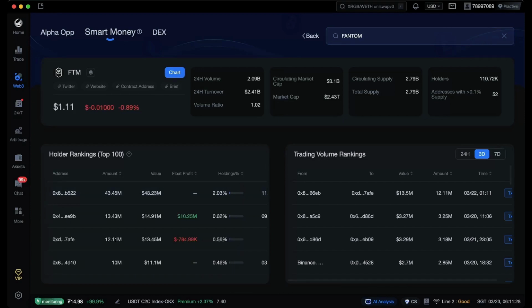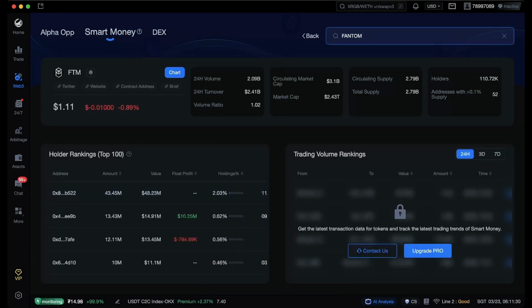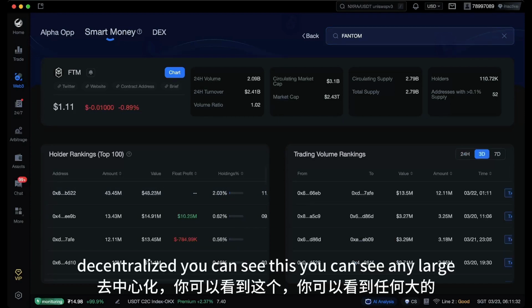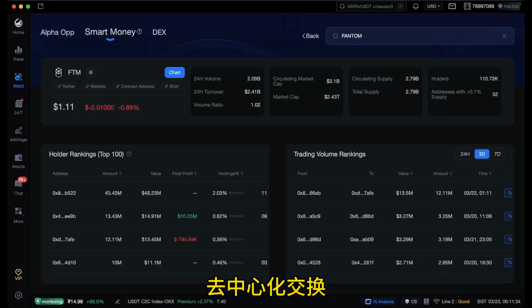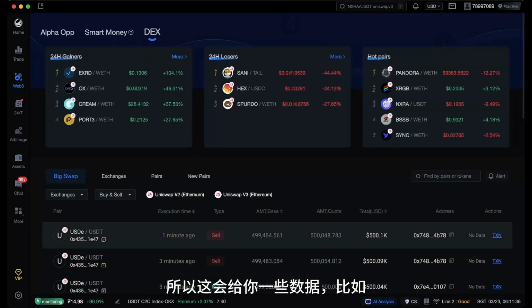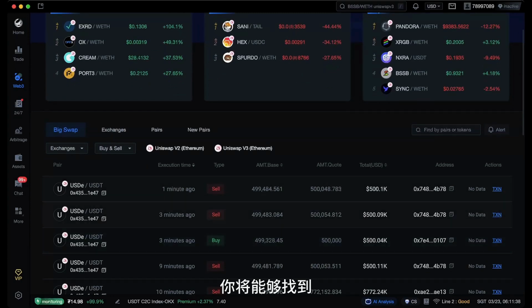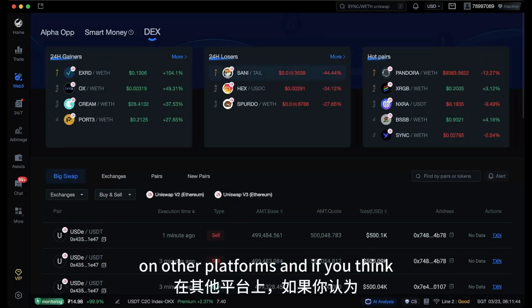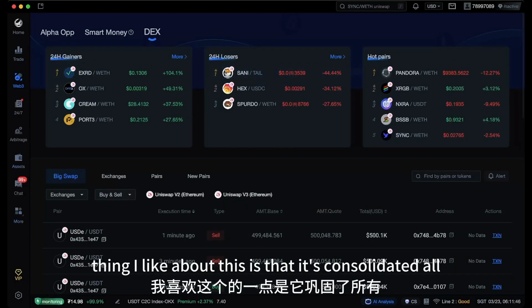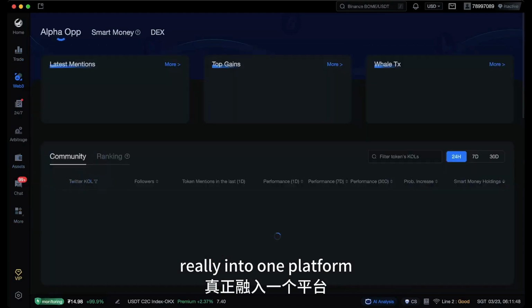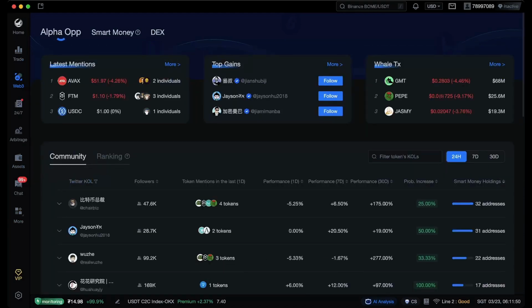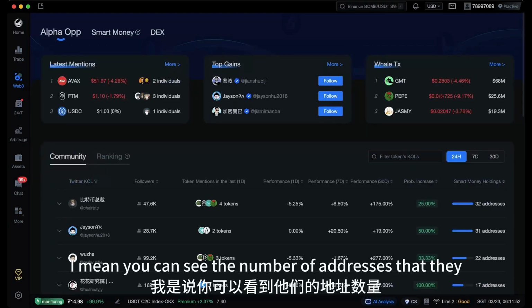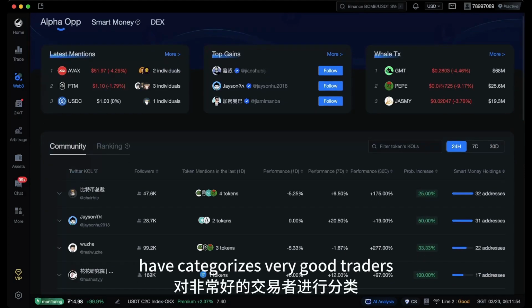You can look at other coins as well. So if it's what's kind of trending, which is BOEM, you could go look at that. Decentralized, you can see this. You can see any large swaps in decentralized. So this is going to give you data that you're going to be able to find on other platforms, but it also gives you data that you will never find on other platforms. And the thing I like about this is that it's all consolidated into one platform, which is just crazy.